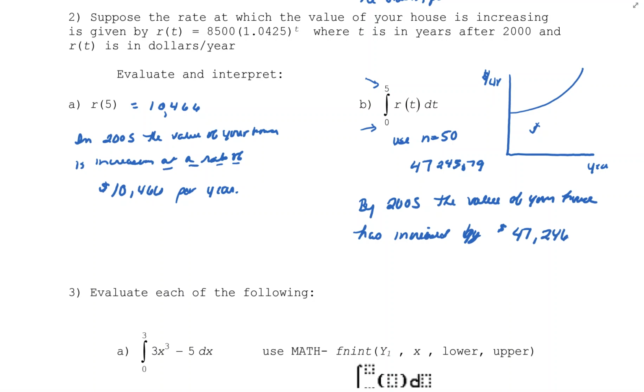So it may be that there's been market fluctuation between 2000 and 2005. Maybe it didn't exactly follow this exponential growth curve, but over the 5-year period, that exponential growth curve ended up being a reasonable estimate. So at the end of 5 years, we can use that curve, and the space underneath there is the $47,246. So at the end of the 5 years, the value of your home has increased by that amount.